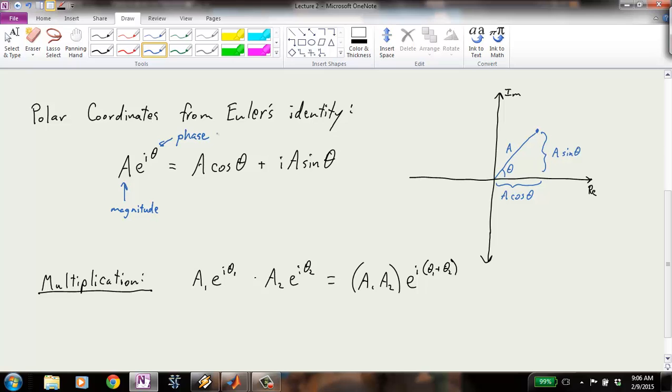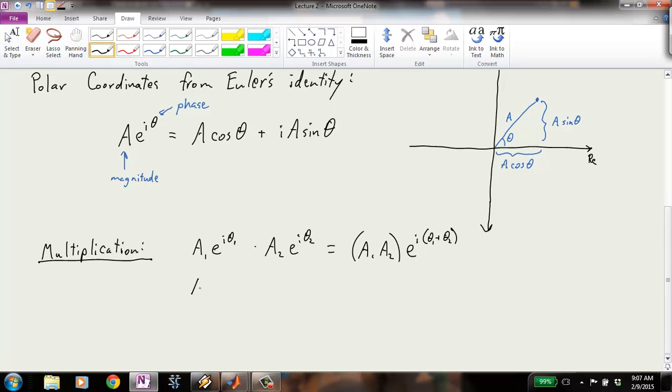Great. So if we convert everything to polar notation, then multiplying is trivial, and dividing is trivial too. Of course, for dividing we would just do the opposite. So if we were doing A1 e to the i theta 1 over A2 e to the i theta 2, we just get A1 over A2 e to the i (theta 1 minus theta 2). So it's very easy. Of course, adding and subtracting now is not going to be straightforward in polar coordinates.